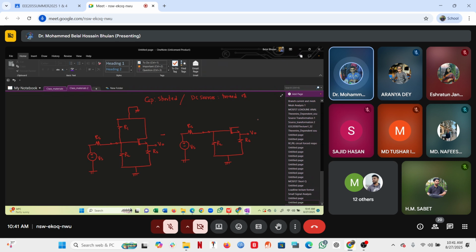So R1 and R2 are parallel to each other. So I can connect another resistance R1 here. And the source is connected to the ground and the drain is connected to the ground. So drain goes to the ground straight away.